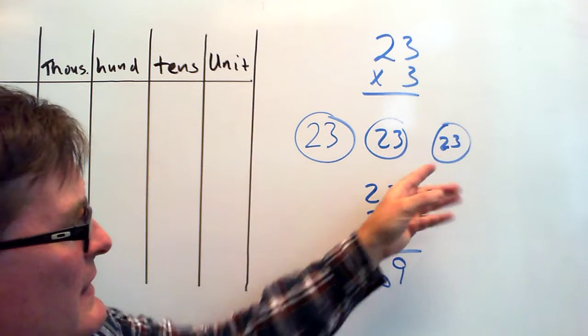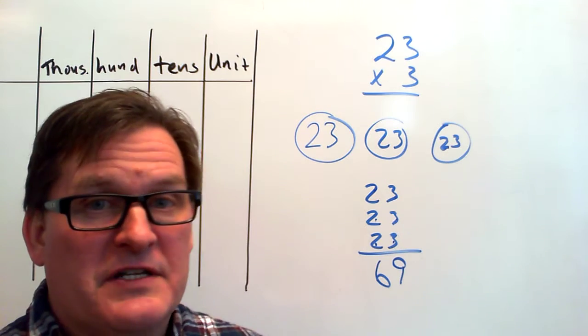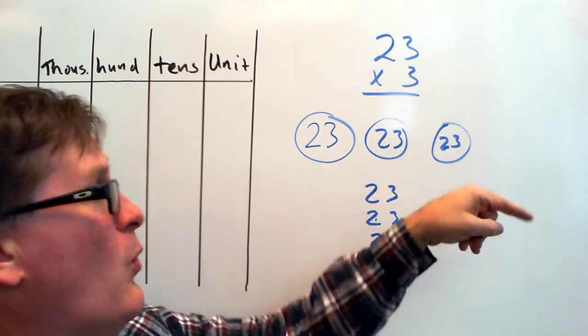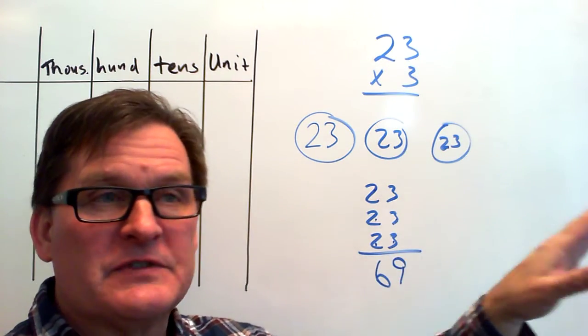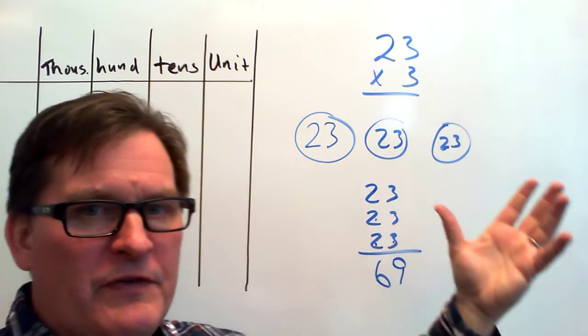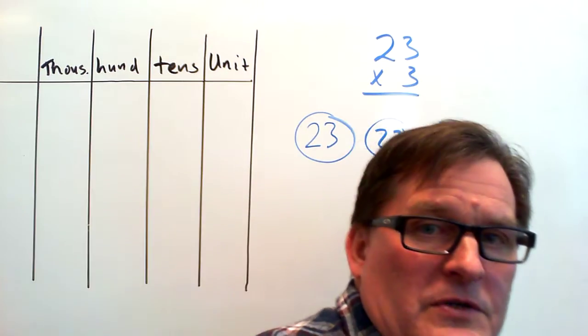Now, grouping like this and repeated addition becomes, as you can see, really inefficient. We obviously don't want to count 23 one at a time over 3 groups. That'd take forever. This takes a little bit longer. So we need a more efficient method, and that's where the standard algorithm comes in. That's why we use a standard algorithm.